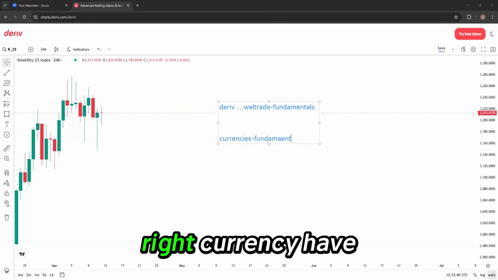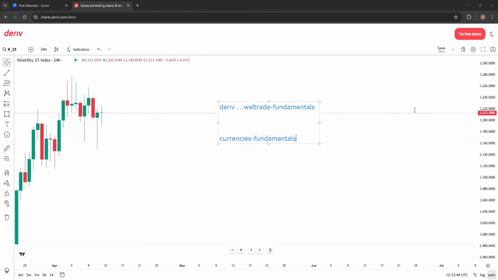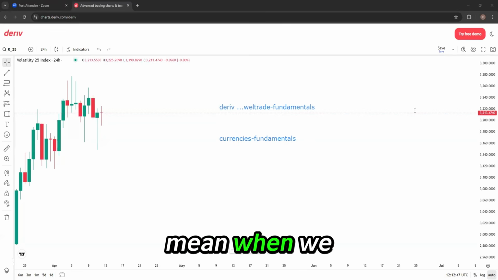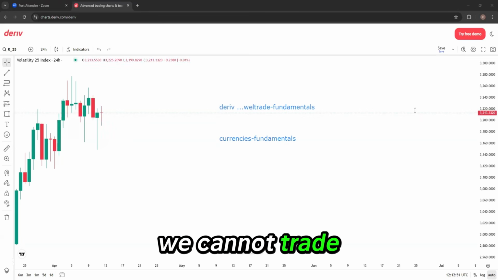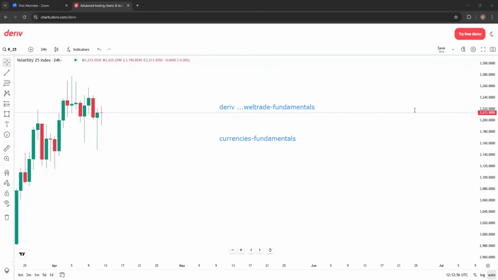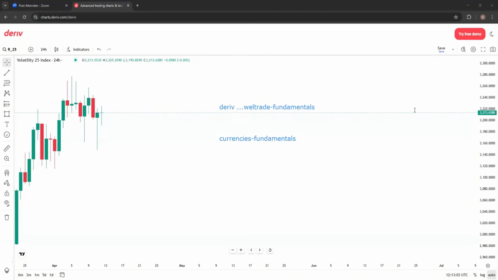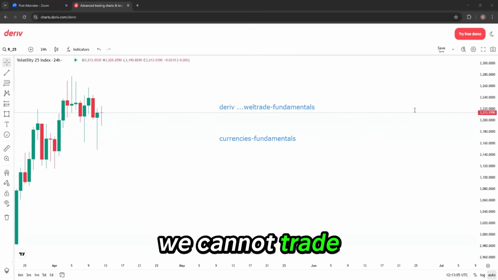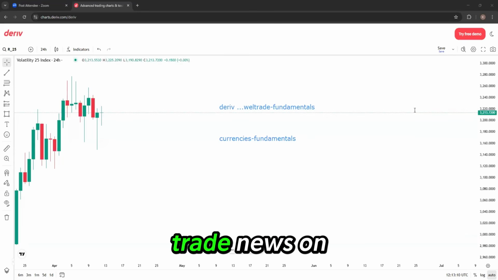Right. Currencies have what we call fundamentals. Basically, what we mean when we talk about this is that we cannot trade news on synthetics, but we can trade news on currencies. I repeat again: we cannot trade news on synthetics, but we can trade news on currencies.